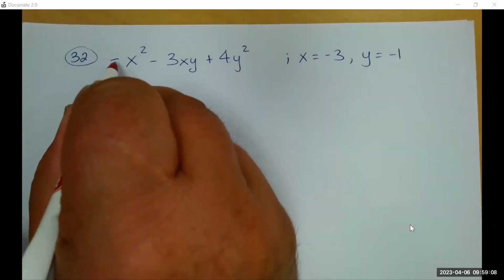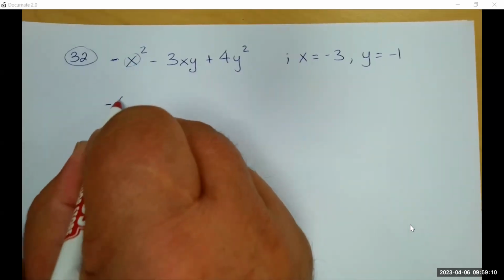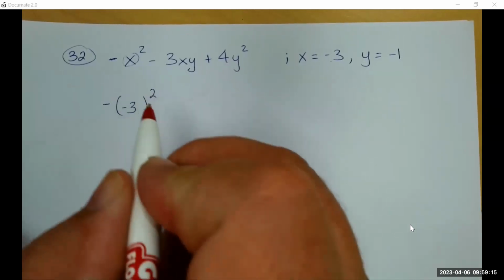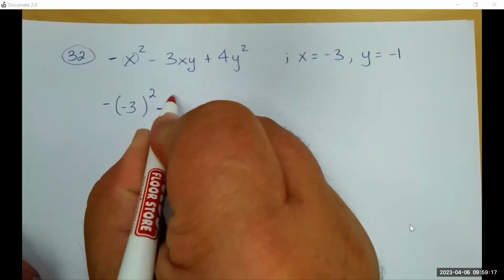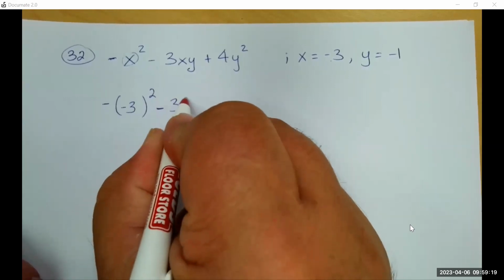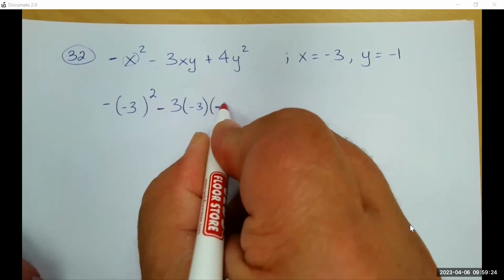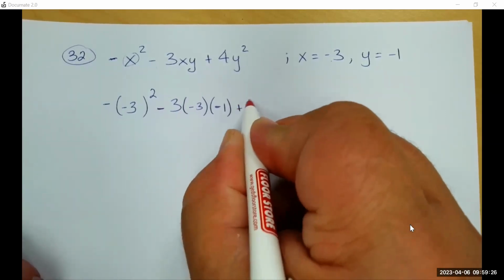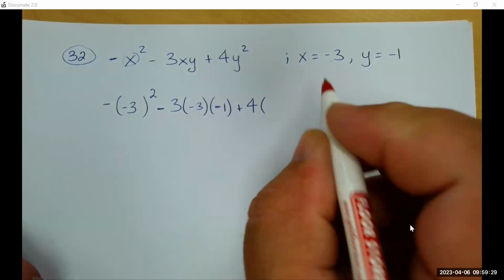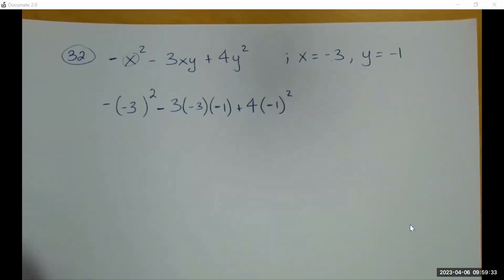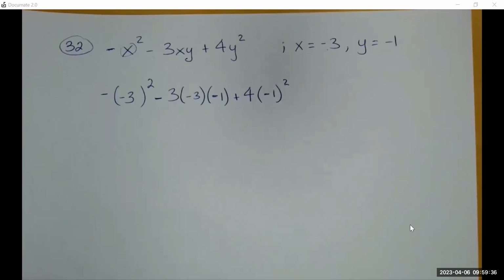So there's a negative. The x, since it's negative, I put in parentheses to the power 2, minus 3. X is -3, put in parentheses. The y is -1, put that in parentheses. Plus 4 times -1 to the power 2. Now, what do you do next?